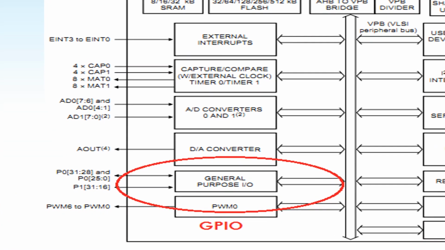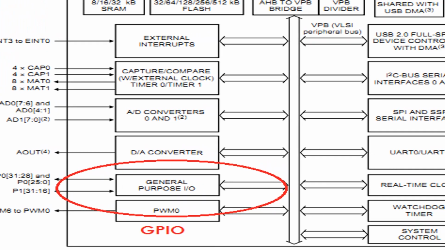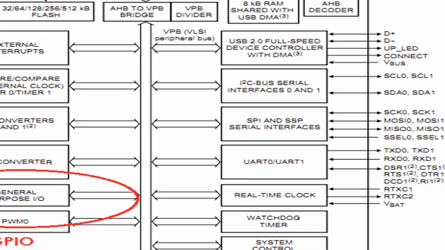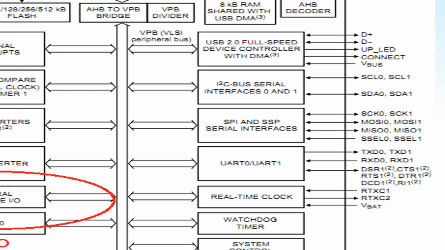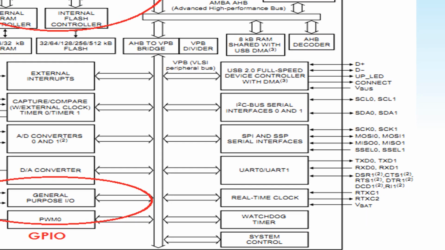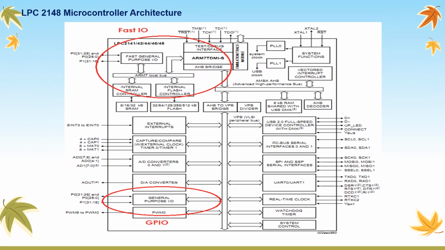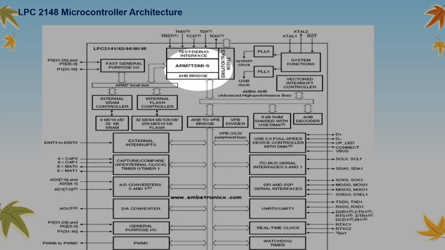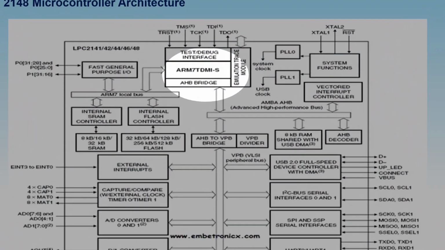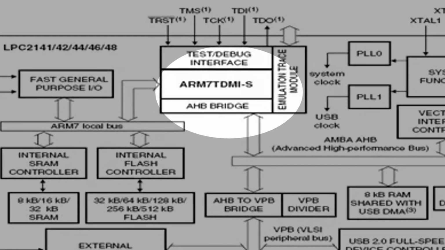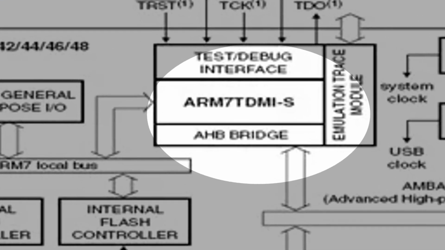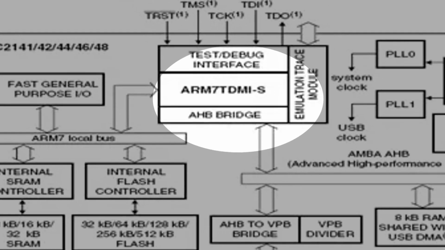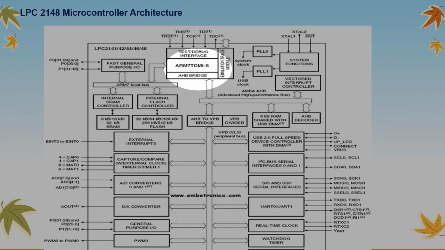The ARM-based LPC2148 microcontroller has 45 general-purpose input-output pins. The operating voltage of these input-output pins is 5 volts. This highlighted portion shows the CPU of the LPC2148 microcontroller. The CPU core used in this LPC2148 microcontroller is ARM7 based RISC architecture.